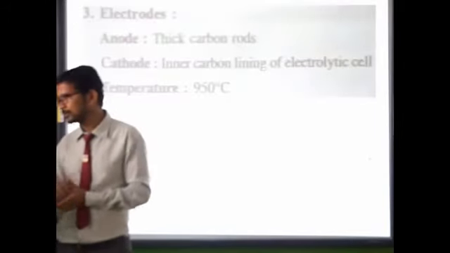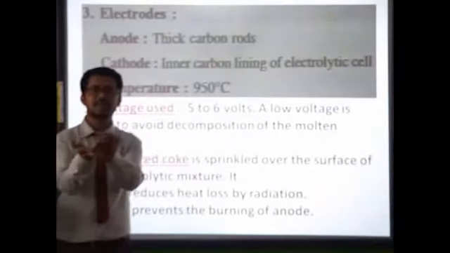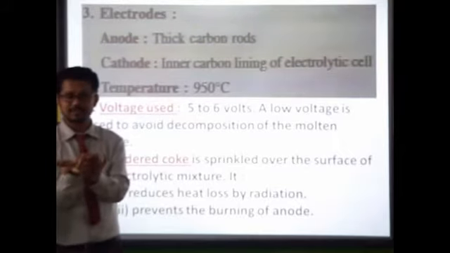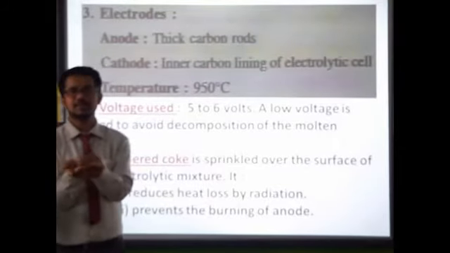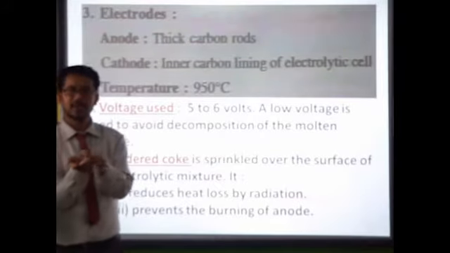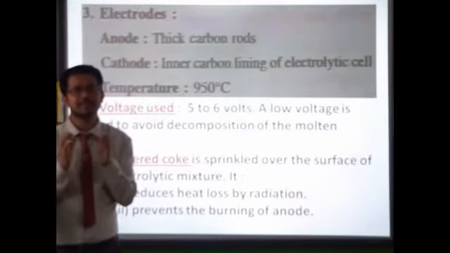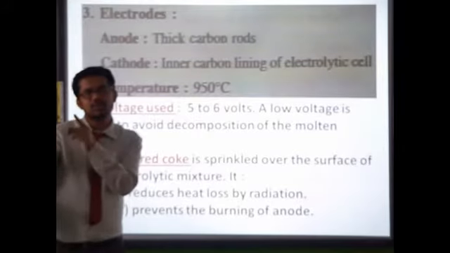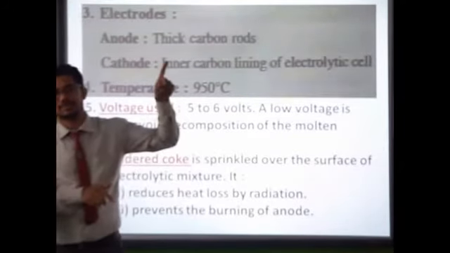Okay. Then electrodes. So for electrolysis, one thing we need is the vessel, that is the electrolytic vessel. Another we need is the electrolyte, and here the electrolytes are alumina, cryolite and fluorspar. And another thing we need is electrodes, rods. Electrodes are the metal plates through which electricity gets into the electrolyte and leaves the electrolyte.